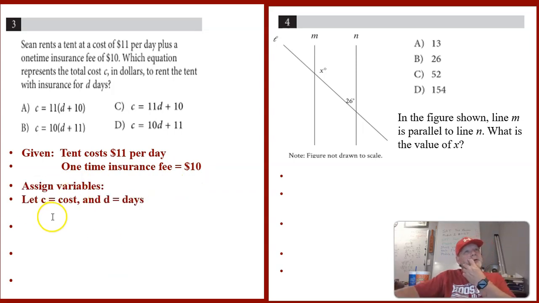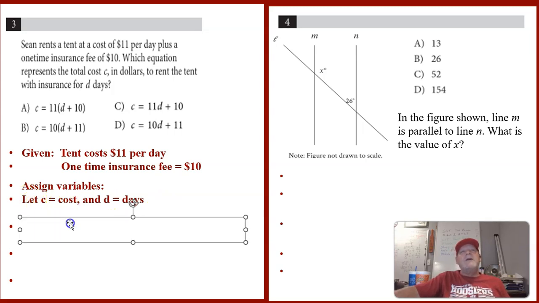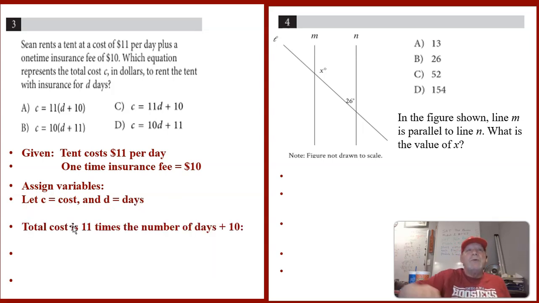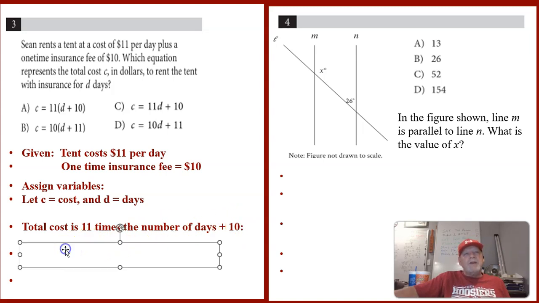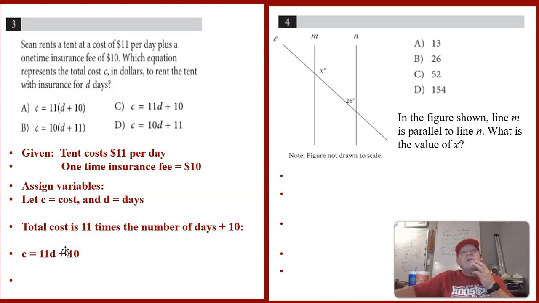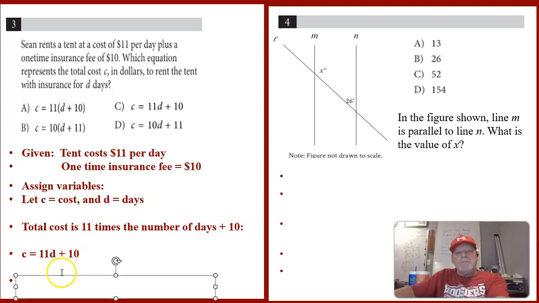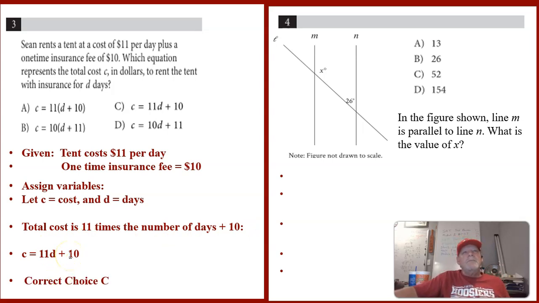So I assign the variables. It tells you that C is the cost. So there's a point where in my algebra class when I teach it, I always have the students write down let C equal cost, D equal days, if that's what those two equal. So the total cost is 11 times the number of days plus that insurance fee of 10. So C equals 11D plus 10, which is choice C. Hopefully you were able to get it right as well.